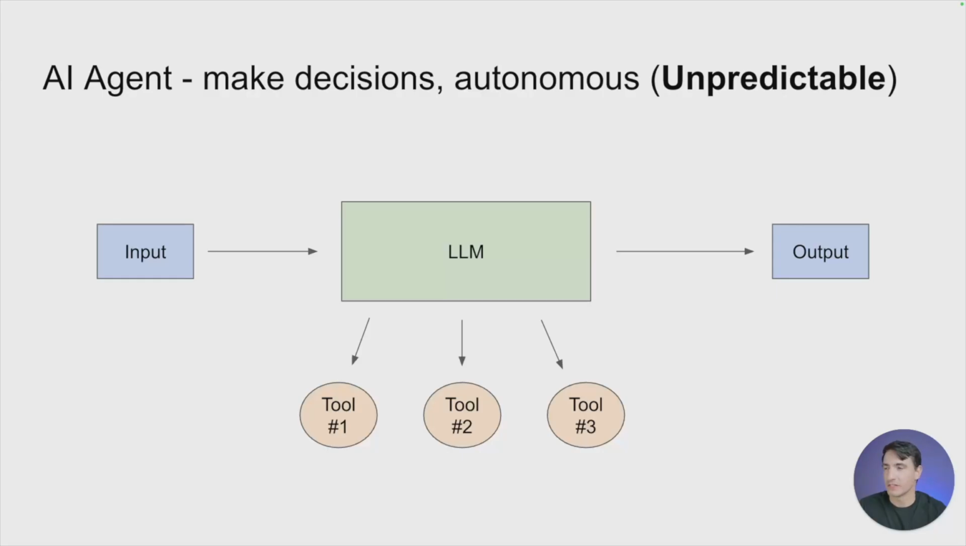We have our second type of agent here, which is working with unpredictable information. So you're really depending on the agent to make decisions for you and act autonomously to get you an output.